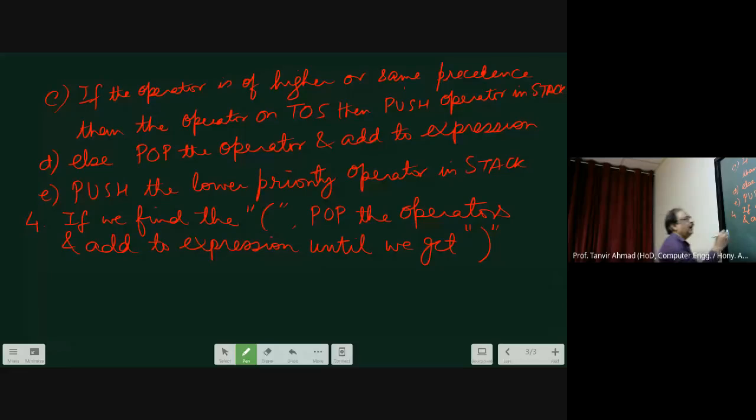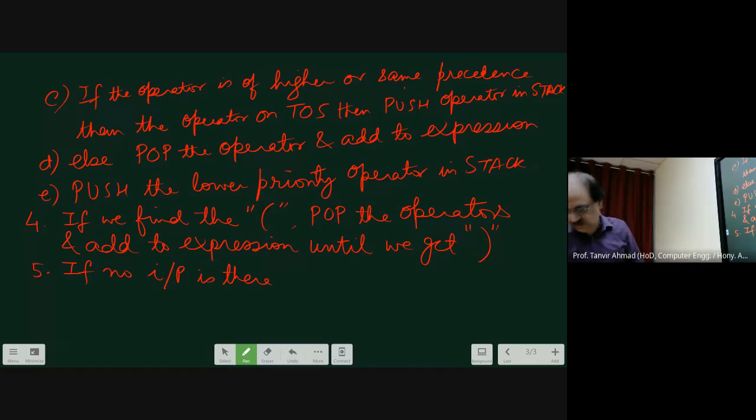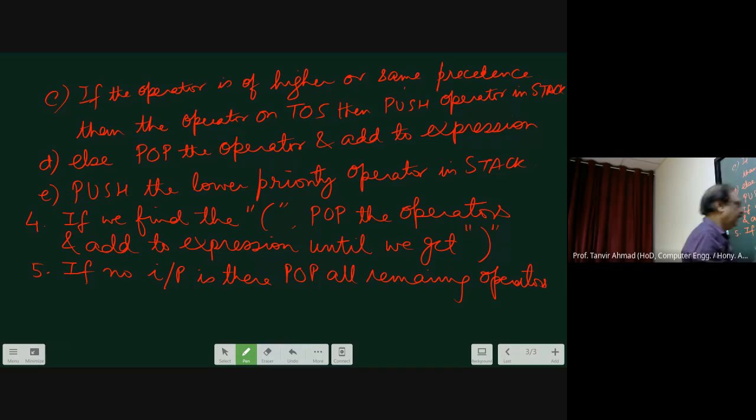That means I have not written it over there, but I can say that if no input is there, pop all remaining operators and add to expression.